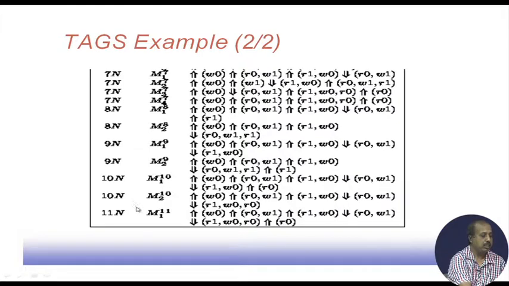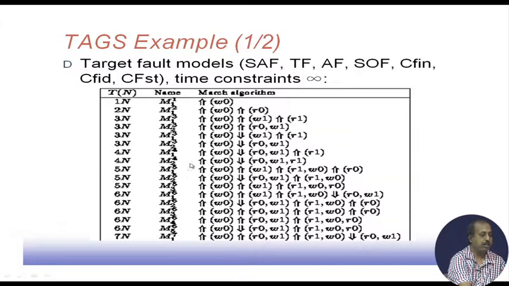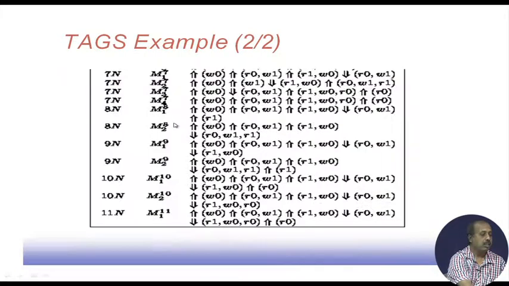So, it goes on generating the templates, and after that there is a filtering operation that filters out the unnecessary sequences, and only the usable sequences will survive. So, this way we can generate a number of sequences, with the time constraint being infinity. It will go on generating the test patterns until all these faults are covered. So, it will go on generating the different test templates. So, it goes up to 11n.